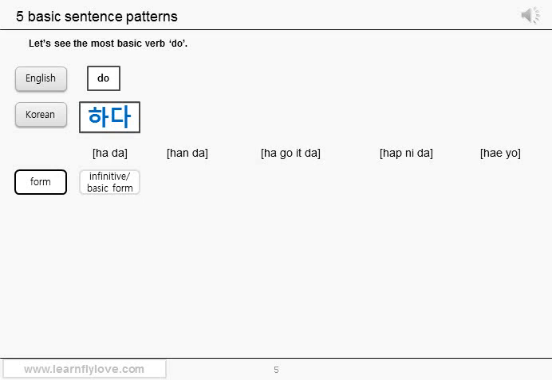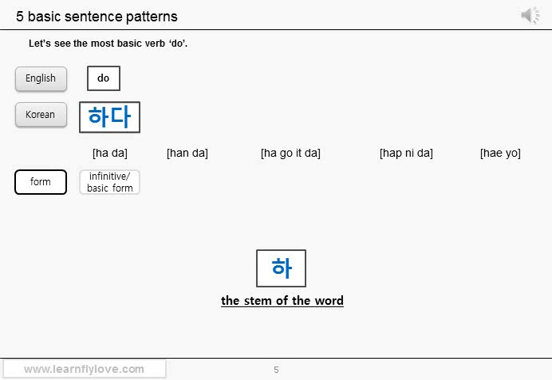Yes, it's like an infinitive in English. All of the basic forms of verbs and adjectives end with 다 in Korean, which means this 다 sound doesn't have any meaning in it. Therefore, this ha sound contains all the meaning of this word actually. We call this ha part the stem of the word, or the stem of the verb, or the stem of the adjective. Okay? Please remember the term, the stem of the word.